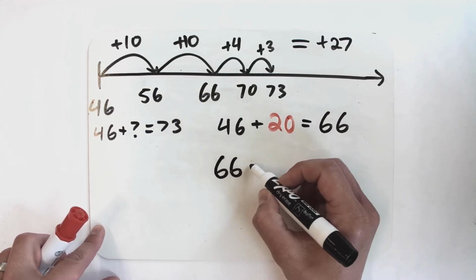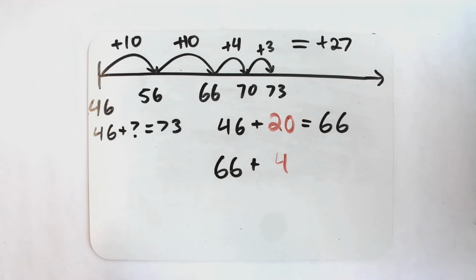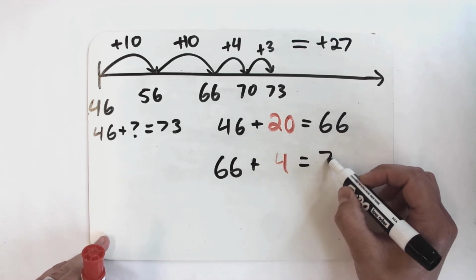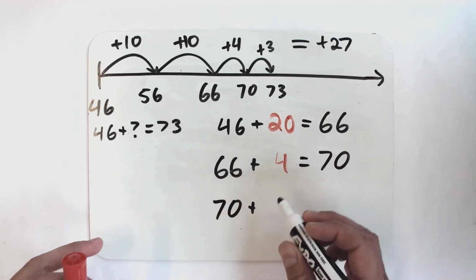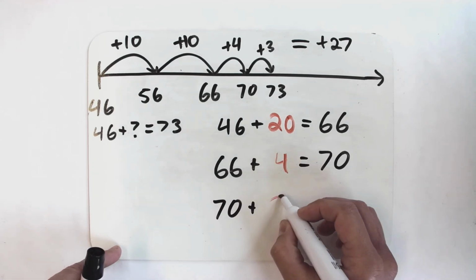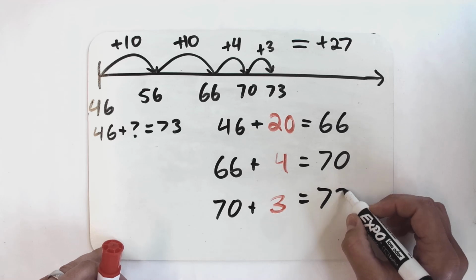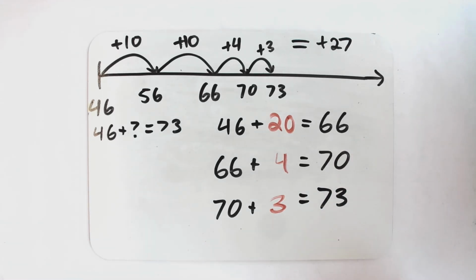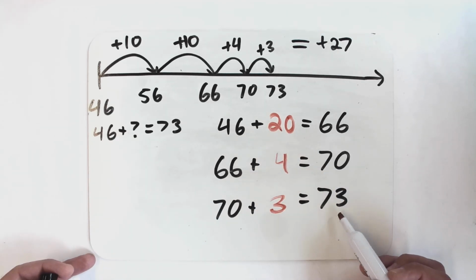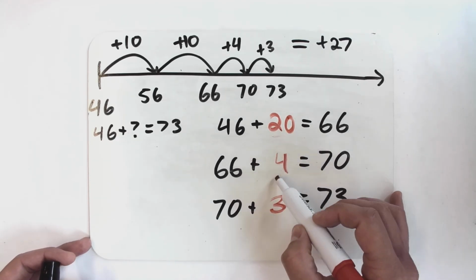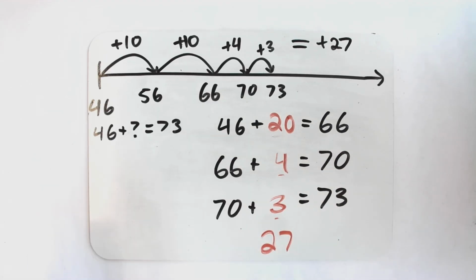So then from 66, I added 4. And that got me to 70. Then from 70, I added 3. Which got me all the way up to 73. So the difference from 46, what I had to add in order to reach 73, is just going to be all those red numbers. So 20 and 4, 3. And so I added a total of 27.